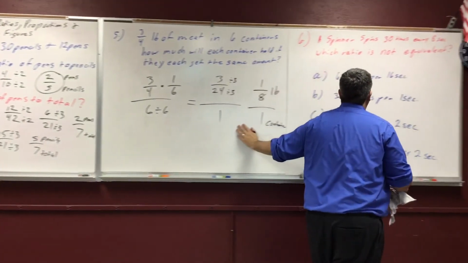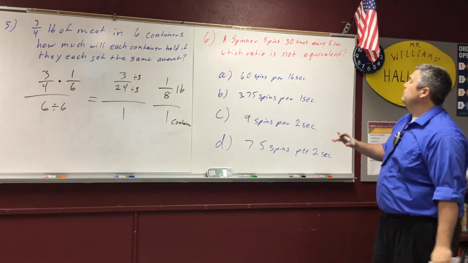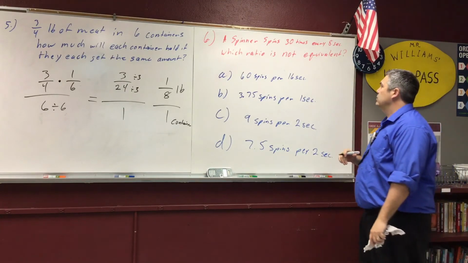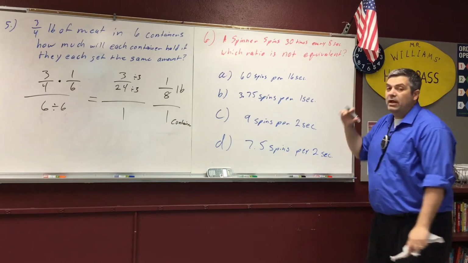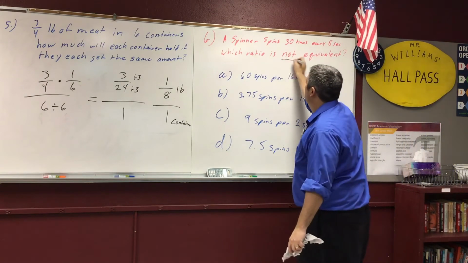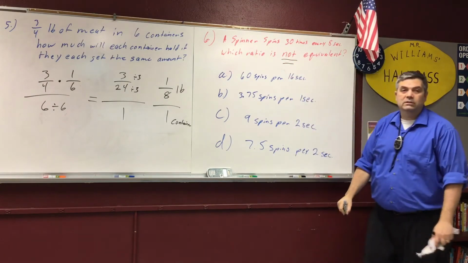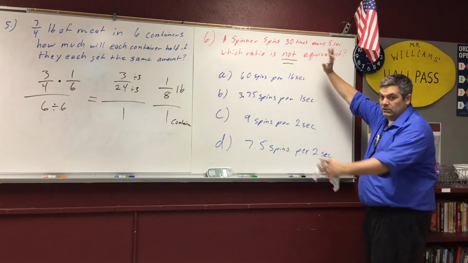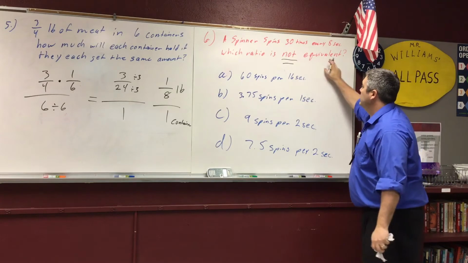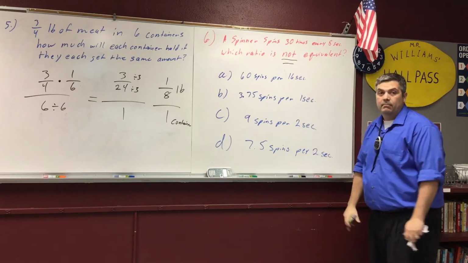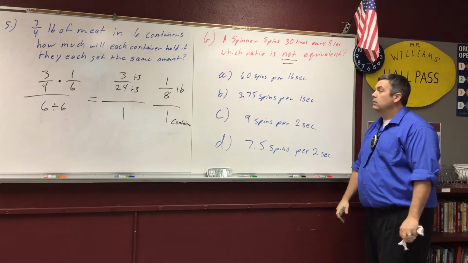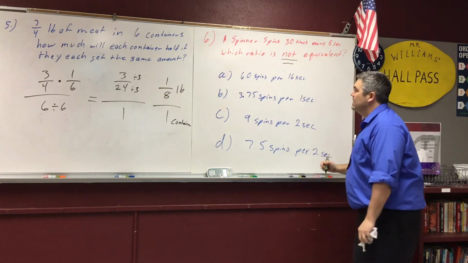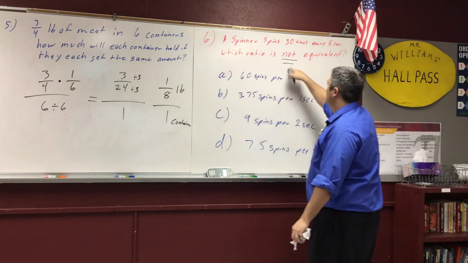This one's doable. Okay? A spinner spins 30 times every 8 seconds. Which ratio is not equivalent? So now, watch this. Which one is not? Pay attention, because I know for sure there's one of these questions on there. Not equivalent. Not the same. That's what you're looking for. Not the same. All right? A spinner spins 30 times every 8 seconds. Which ratio is not the same?